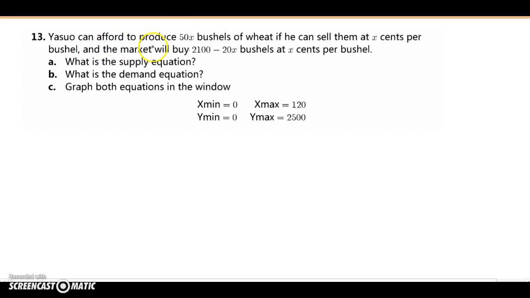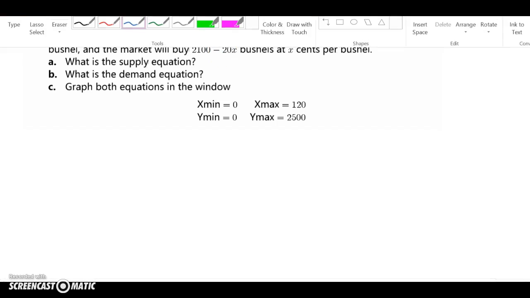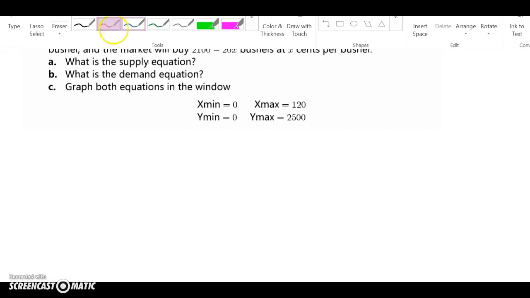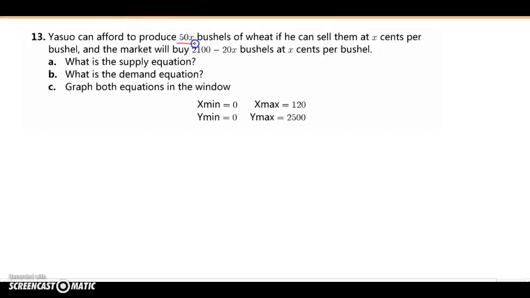It says Yasu can afford to produce 50x bushels of wheat if he can sell them at x cents per bushel. And the market will buy this many bushels at x cents per bushel. So we've got to come up with the supply and demand equations that you did in the reading. So we got this many, that if he produces that many, he can sell them at x cents.